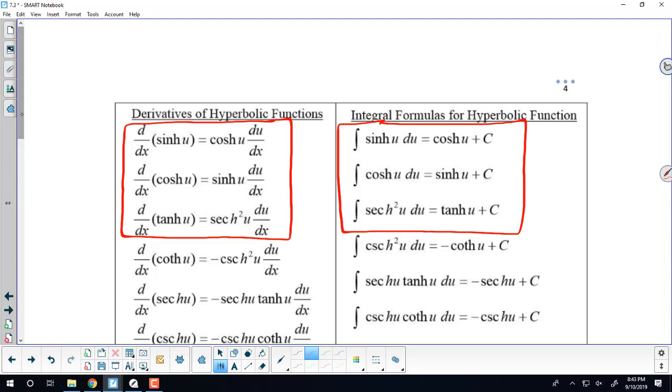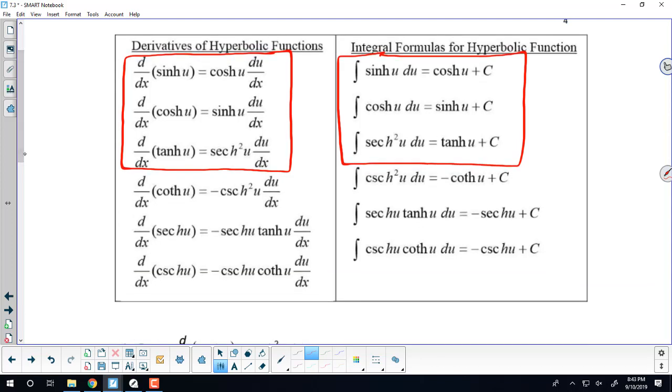Yeah? What are those called, the reciprocal ones? Oh, this is hyperbolic cotangent, hyperbolic secant, hyperbolic cosecant: coth, sech, and csch. I think Lewis Carroll named these things.